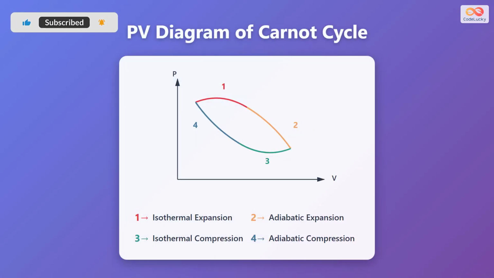The Carnot cycle can be visualized on a pressure-volume diagram, or PV diagram. The cycle forms a closed loop with four distinct processes. Process 1 is the isothermal expansion, shown as a curve at high temperature. Process 2 is the adiabatic expansion, where the curve steepens as temperature drops. Process 3 is the isothermal compression at low temperature. And Process 4 is the adiabatic compression, bringing the system back to the starting point. The area enclosed by this loop represents the net work output of the engine.